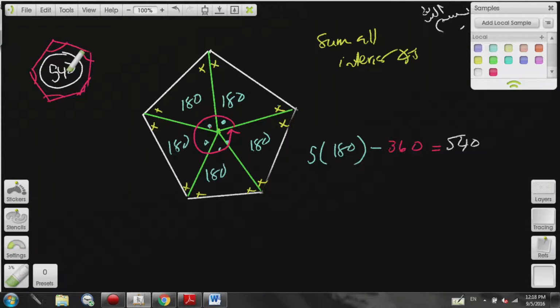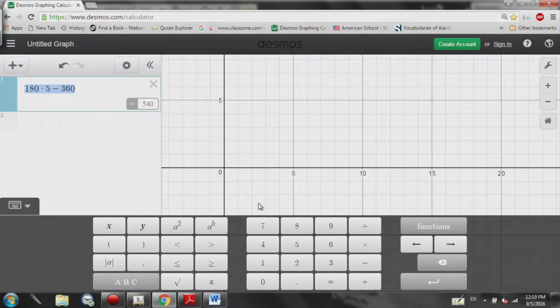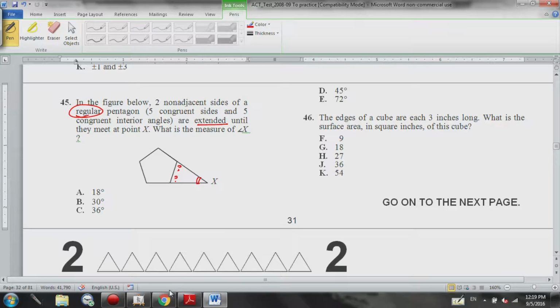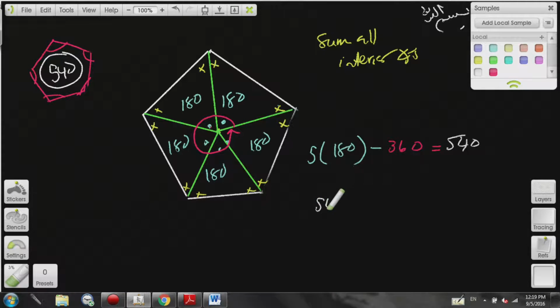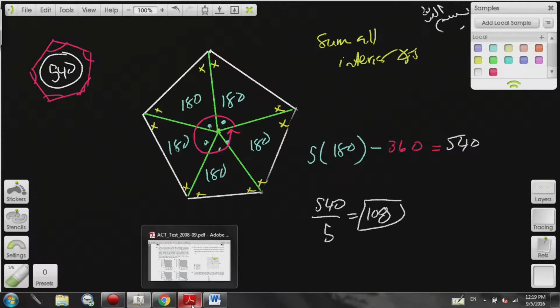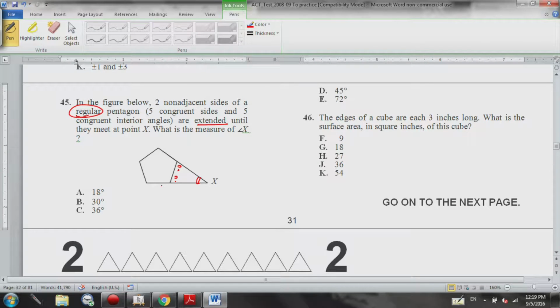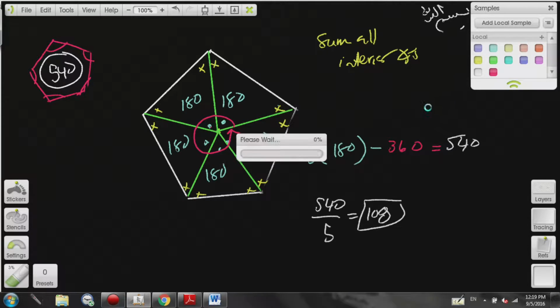Well, how many do I have? I have 5 of them. So if I divide this by 5, 540 divided by 5, that's 108. Okay, I get 108. Now 108, that's the measure of each one of these individual angles. So if I were to go back over here, this angle ends up being 108 degrees, and that's the same 108 degrees. Okay, so now let me go back to the original question.